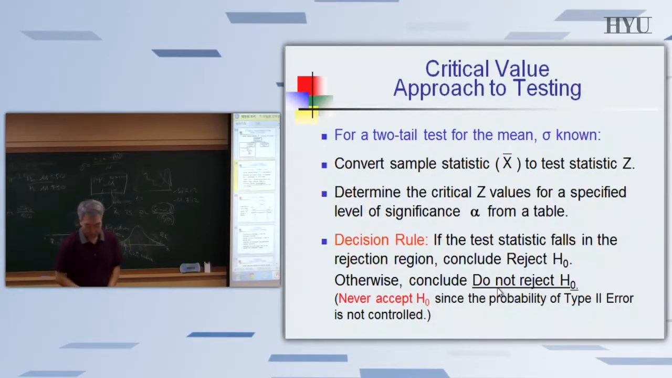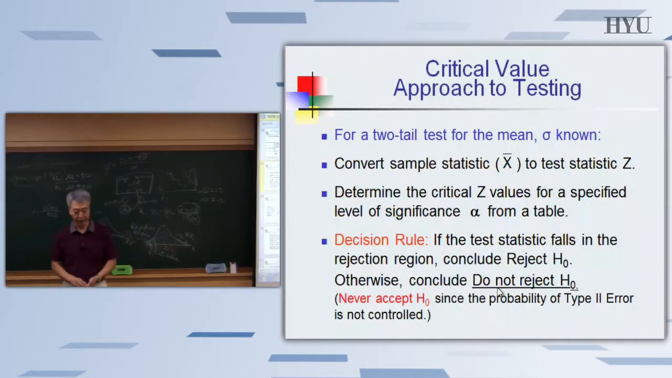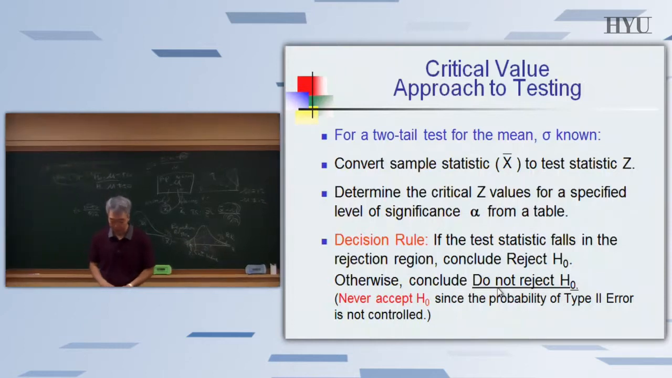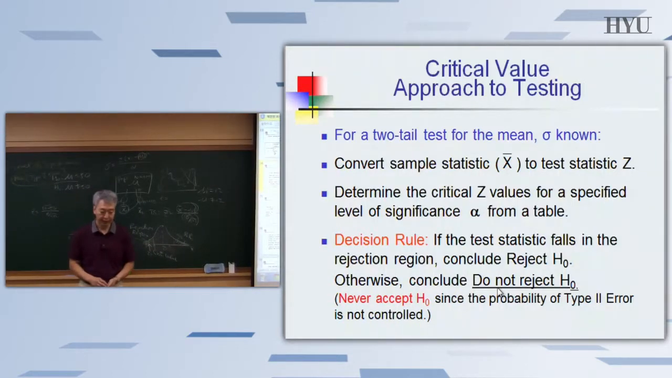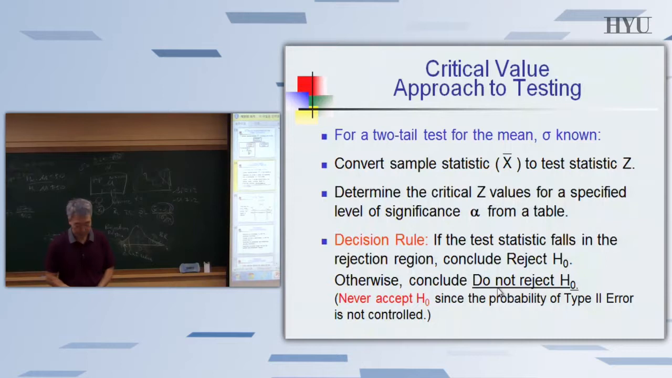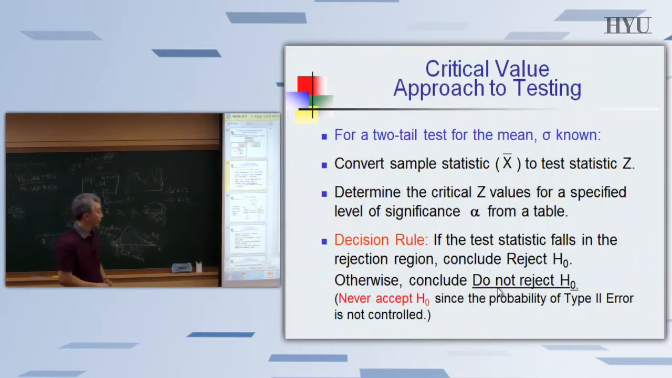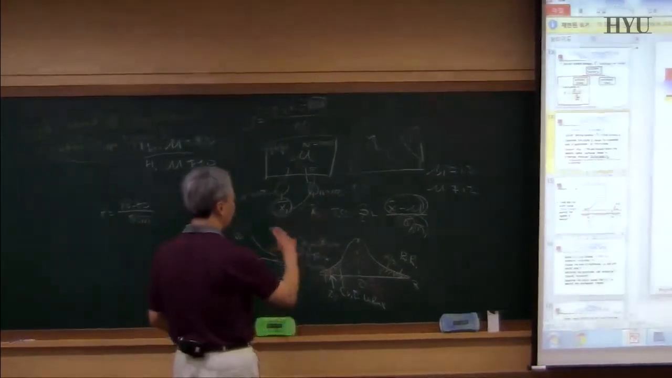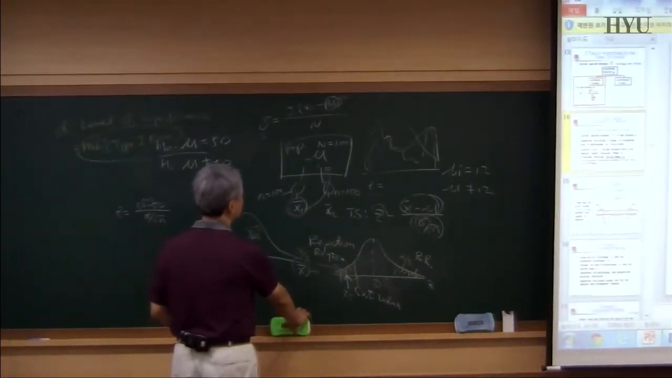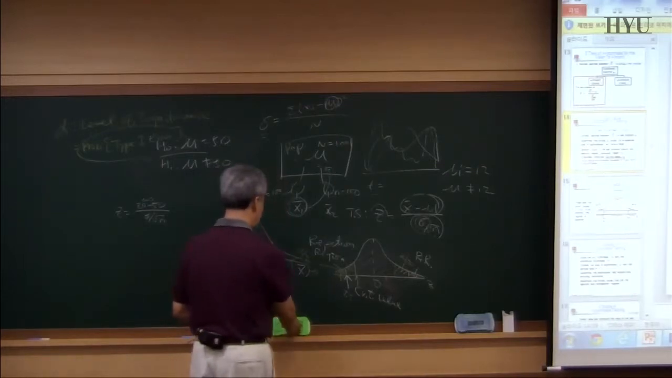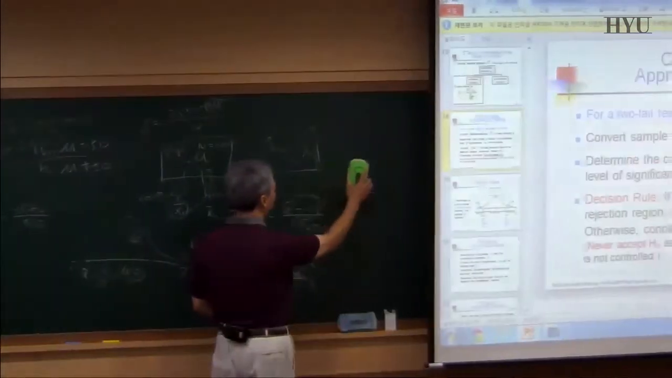What I just explained here is what we call the critical value approach to testing. Depending on the alpha level, you set up the critical value, and by comparing your test statistic to the critical value, you can make the decision. All right? There are two-tailed tests and one-tailed tests. So far, I've been dealing with the two-tailed test, but sometimes you want to run a one-tailed test.